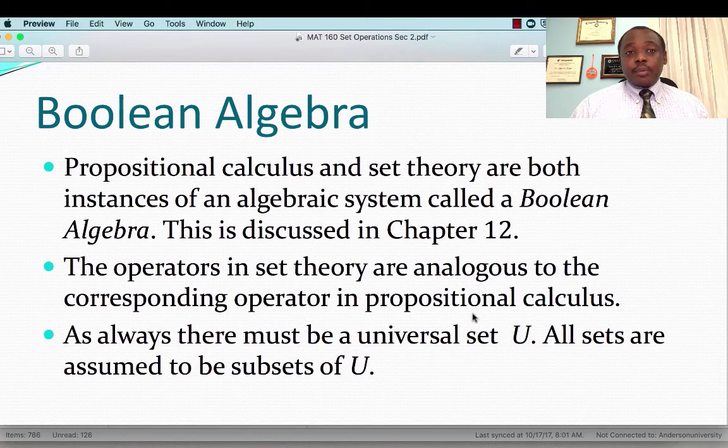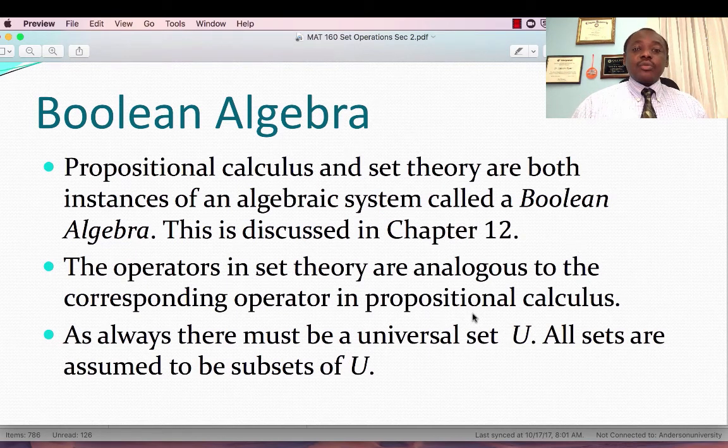Boolean algebra, propositional calculus, and set theory are both instances of an algebraic system called a Boolean algebra, and we shall discuss this some more in chapter 12 if we actually get there in this class. The operators in set theory are analogous to the corresponding operators in propositional calculus. As always, there must be a universal set. Now, unless we anticipate confusion, we would not talk much about the universal set. It would be clear from context.